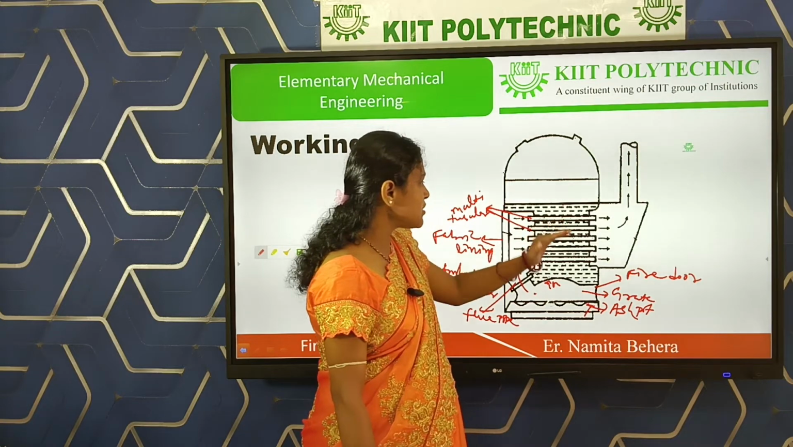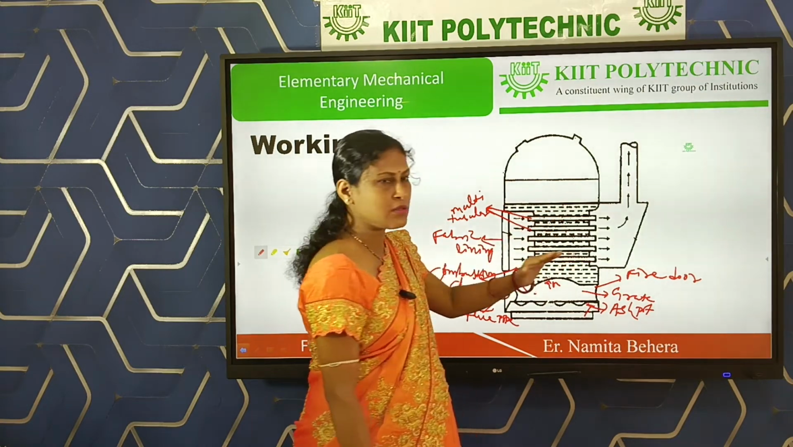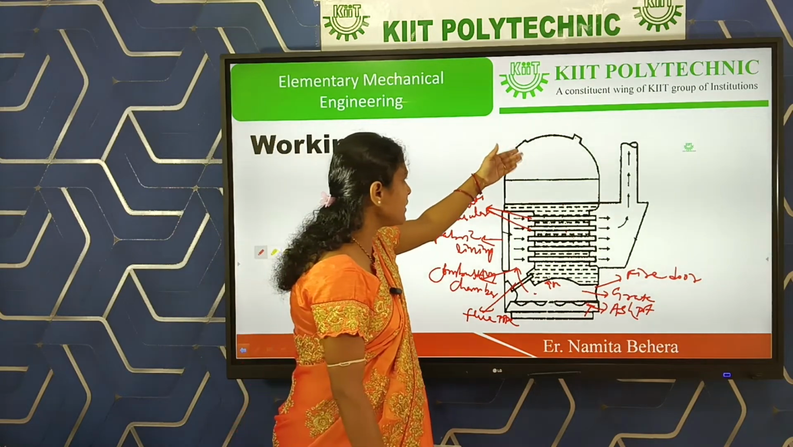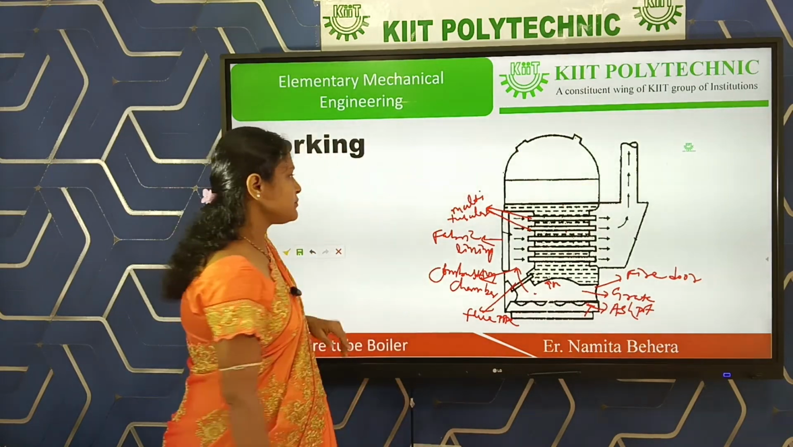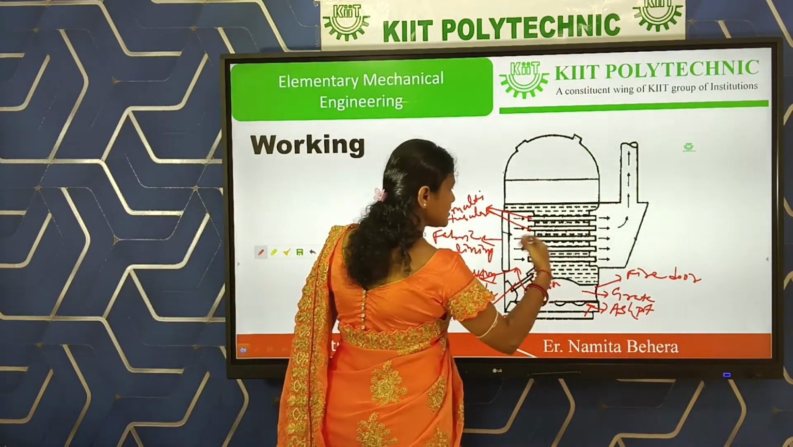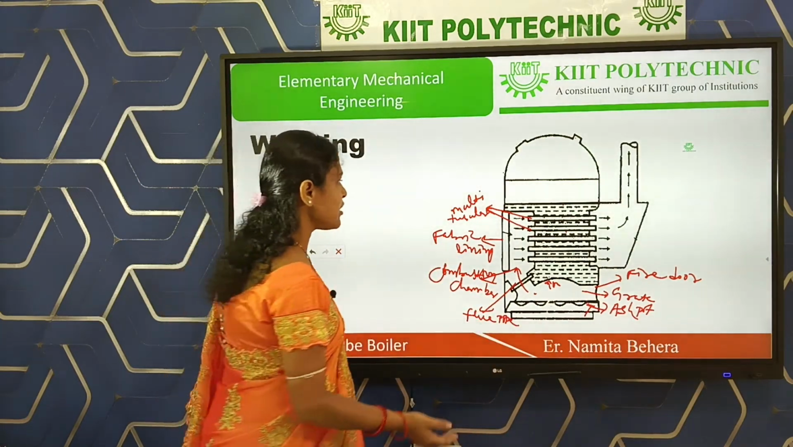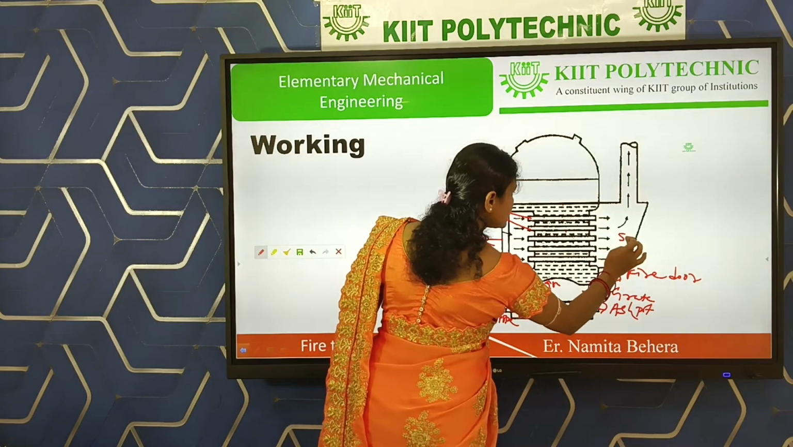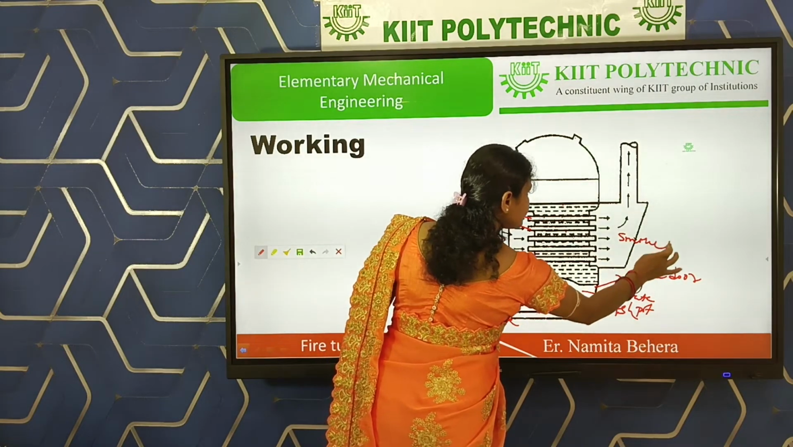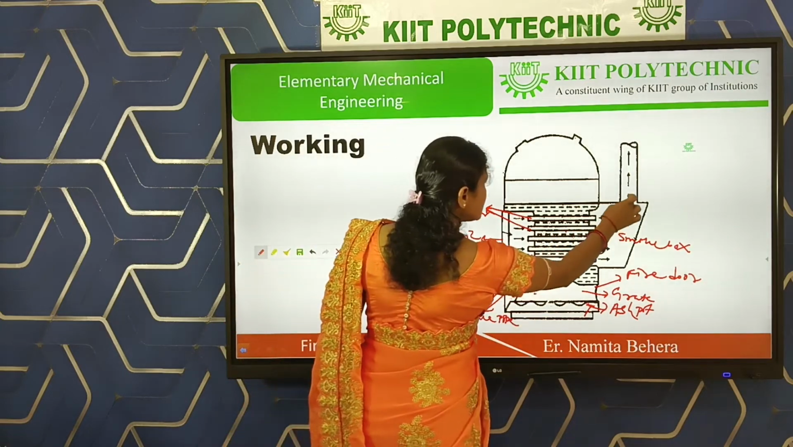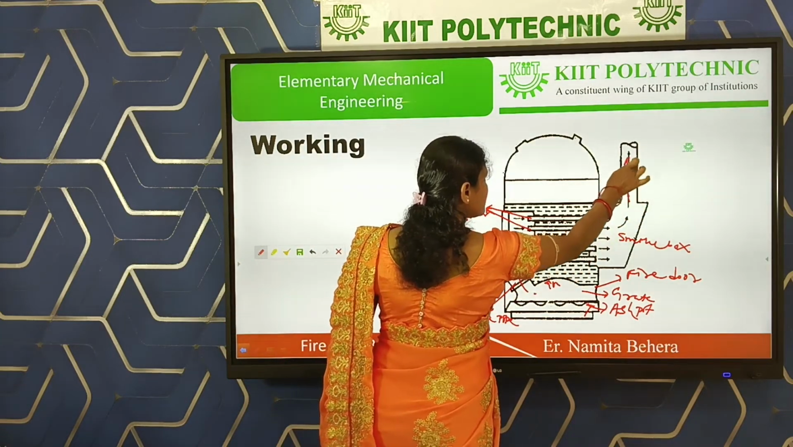So the flue gases, hot gases come in contact with water, which is heated to form steam, which is present at the top of the boiler. Then any unwanted hot gases or smoke gases pass through the smoke box. This is called the smoke box. Then it goes to the atmosphere through the chimney.